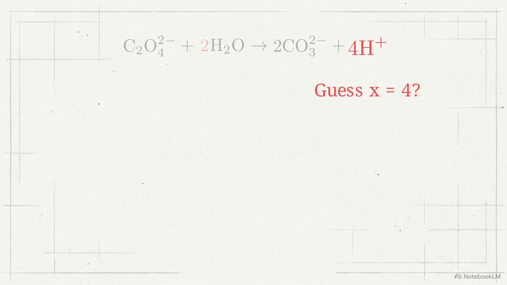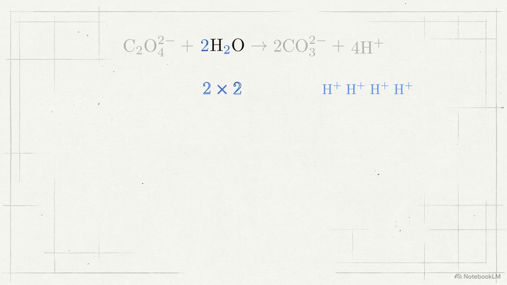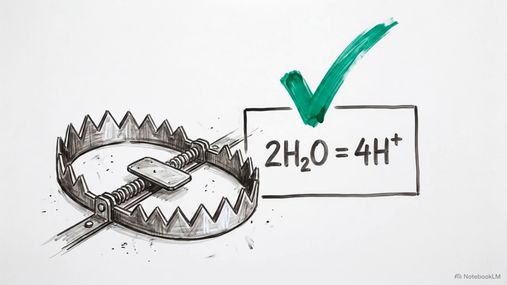But pause right here. A very common exam mistake is to look at the 4H⁺ on the product side and immediately guess that X must be 4 to match it. That 4H⁺ simply represents 4 single hydrogen ions. If we check our 2 water molecules on the left, we multiply the coefficient 2 by the hydrogen subscript 2. That yields exactly 4 hydrogen atoms, perfectly matching our right side. Systematically solving for oxygen provided the correct coefficient, and checking the hydrogen confirmed the math. This prevents us from falling for a deceptive visual trap.